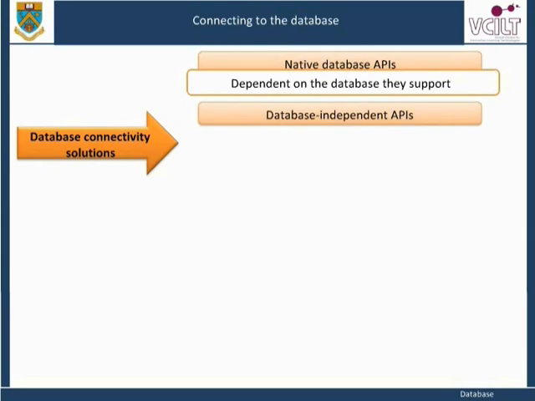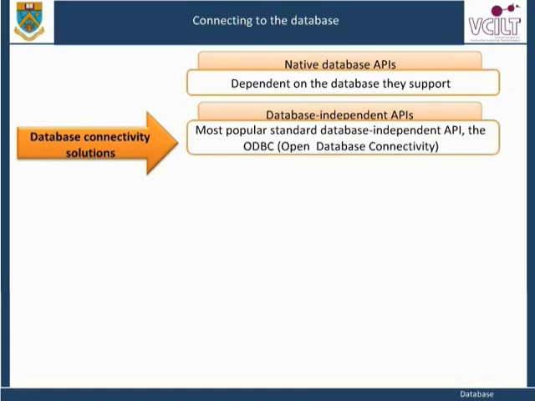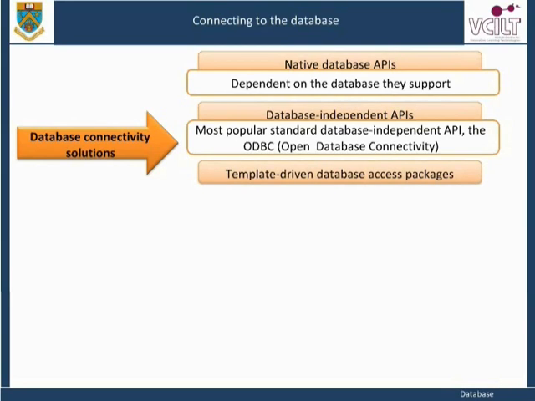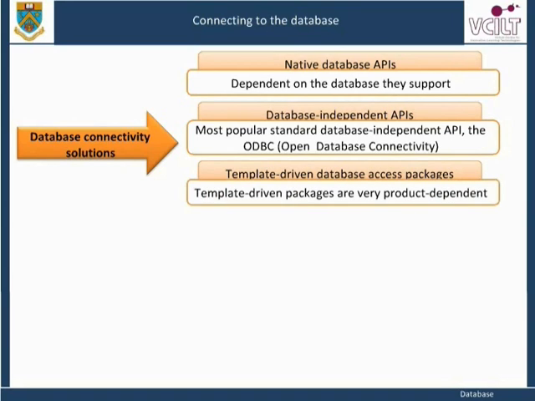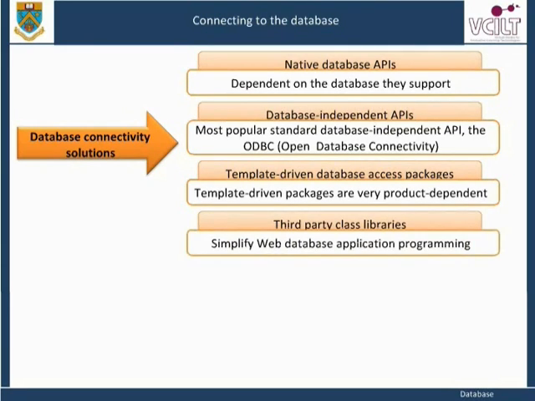Database-independent APIs. The most popular standard database-independent API was pioneered by Microsoft. It is called ODBC, Open Database Connectivity, and is supported by all of the most popular databases such as Microsoft Access and Oracle. Template-driven database access packages. Template-driven database connectivity packages are offered by database vendors. Template-driven packages are very product-dependent. Third-party class libraries simplify web database application programming.